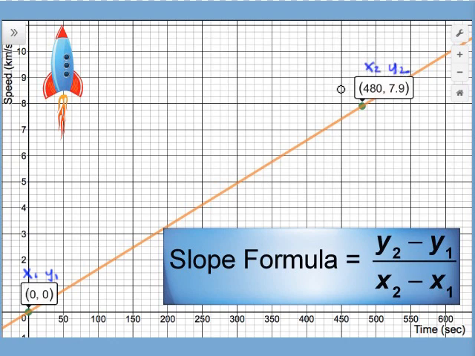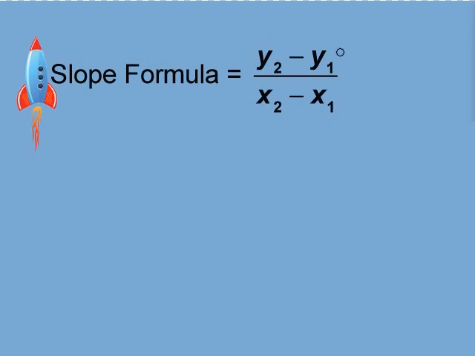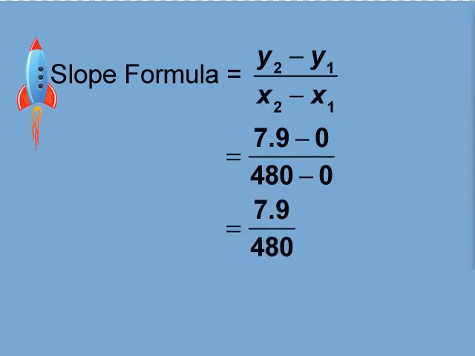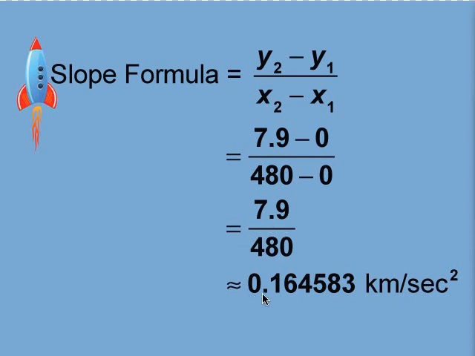Let's plug these values into the slope formula. The y values go here, and the x values go here. These are the y values, and these are the x values. Simplify the numerator and denominator. We divide 7.9 by 480 to get an approximate value of 0.164583, and the units are kilometers per second squared, which are the appropriate units for acceleration. So the slope of the line is the acceleration of the rocket.